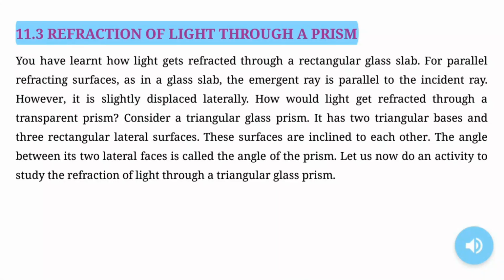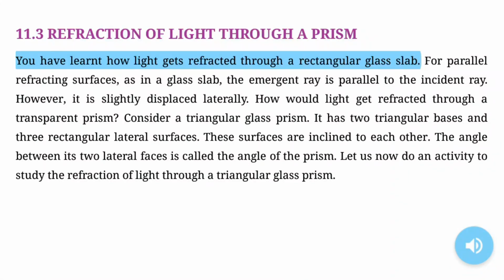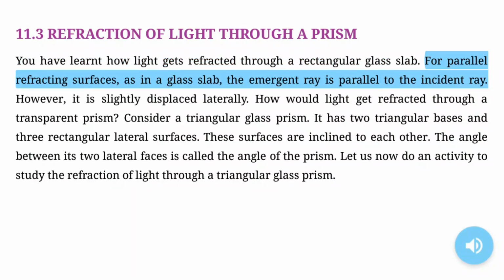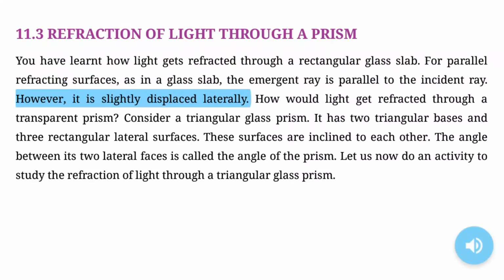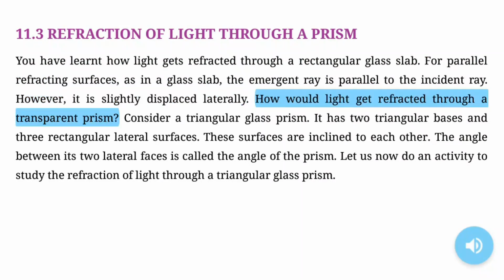11.3 Refraction of light through a prism. You have learned how light gets refracted through a rectangular glass slab. For parallel refracting surfaces, as in a glass slab, the emergent ray is parallel to the incident ray. However, it is slightly displaced laterally. How would light get refracted through a transparent prism?